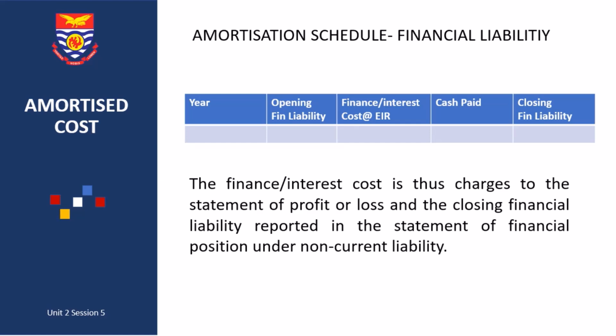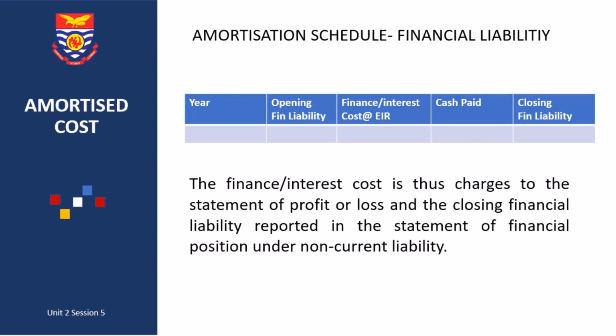So this is how the amortization schedule for a financial liability looks like. So we have the year, just as we have under the asset. Then we have the opening liabilities. We have the finance cost, which takes account of the effective interest rate, which must be applied on the opening liability. Then we have the cash that is paid. Then the resultant will give us the closing liability. So to get this closing liability, it is the opening liability plus the interest or finance cost minus the cash paid, giving us the closing liability.